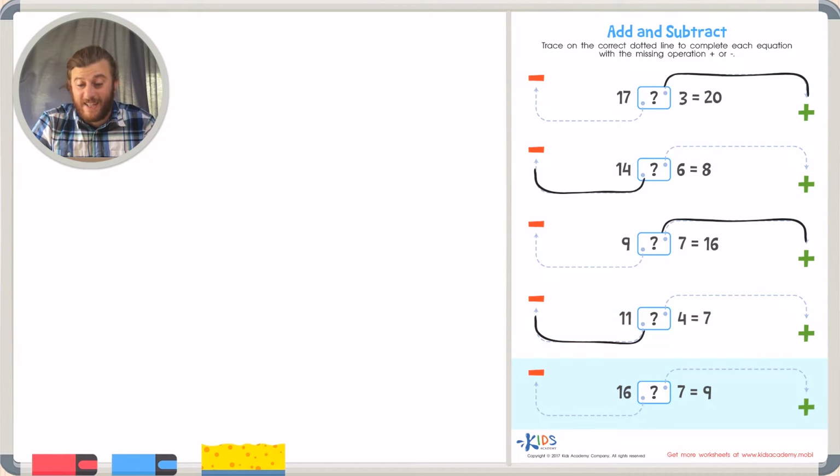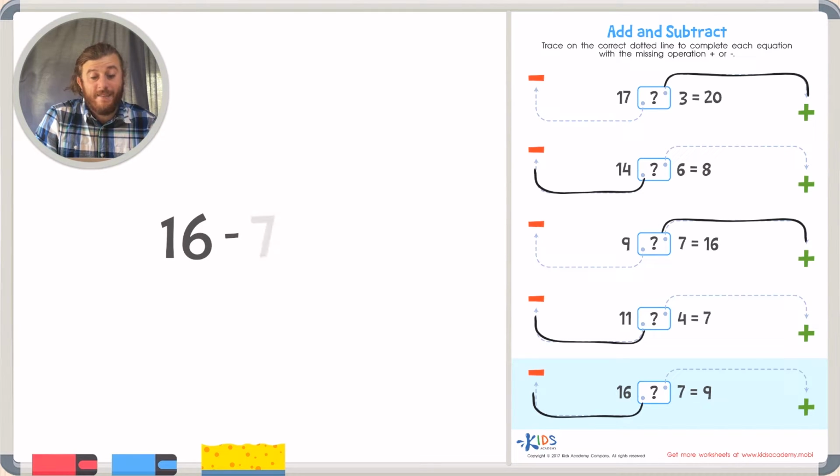And in our final example, we have 16 plus or minus 7 equals 9. So this one we can do in our heads. 16 is bigger than 9. So to turn 16 into 9, do we add or do we take away? You're right. We have to take away to turn a bigger number into a smaller number. So 16 minus 7 equals 9.